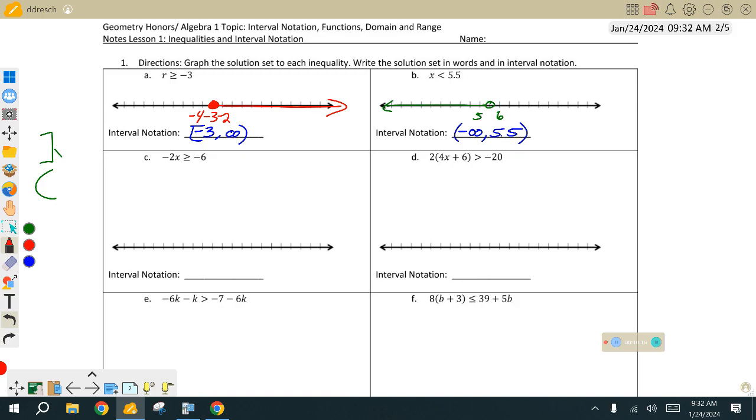It doesn't get much crazier than that. It's just a cleaned up version of an inequality symbol. Now, we can't graph it or write the interval notation until x is by itself. So let's solve it using the solving skills we've been working on all school year. On letter C, how are you going to solve for x? First move is division. So we divide by -2. X is what, 3?